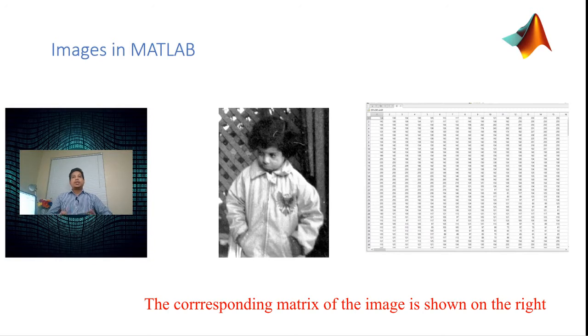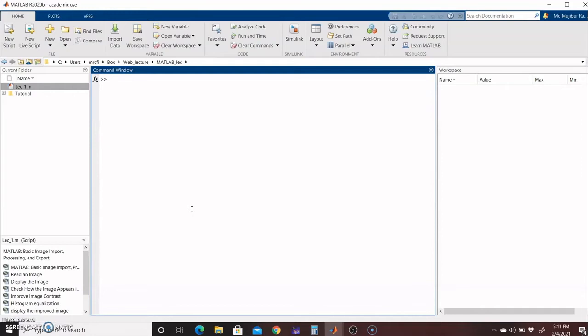Now let's jump into the MATLAB environment. Here I am in my MATLAB environment. First, we read an image into the workspace using the built-in function imread. Let's read a sample image which is included in the MATLAB toolbox, named pout.tif. It is the image of a young girl.